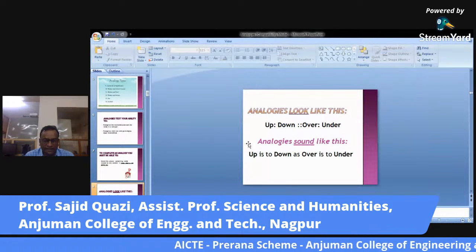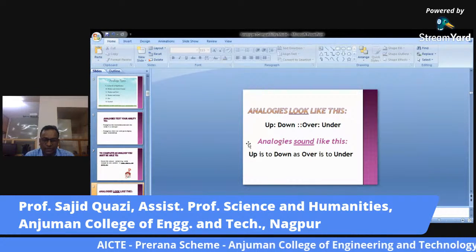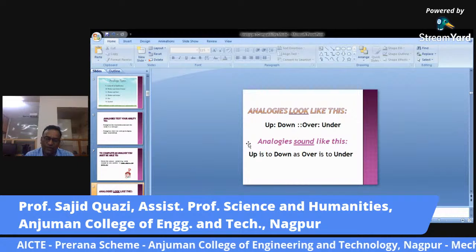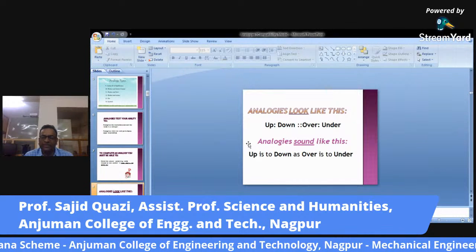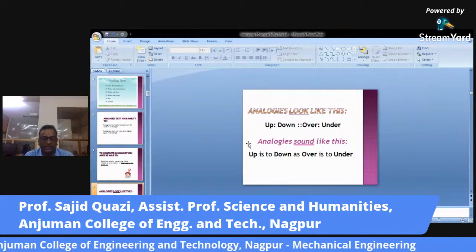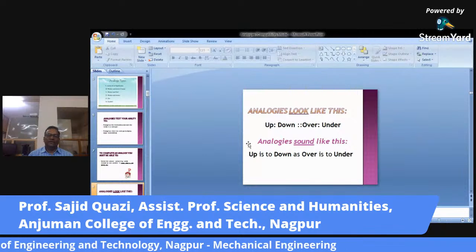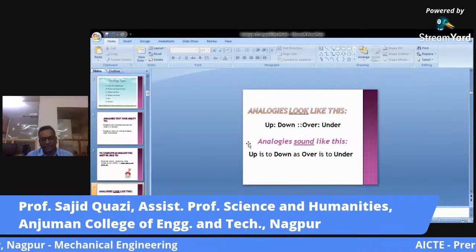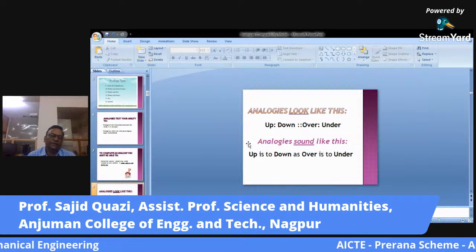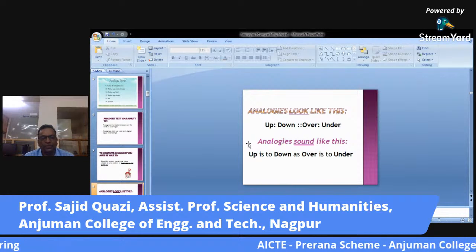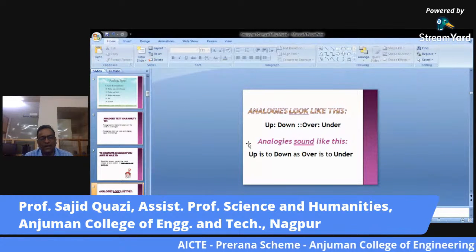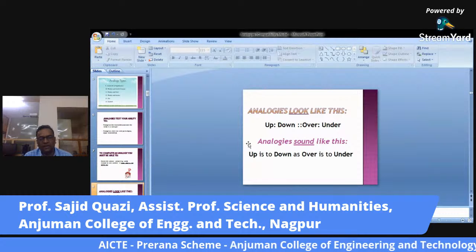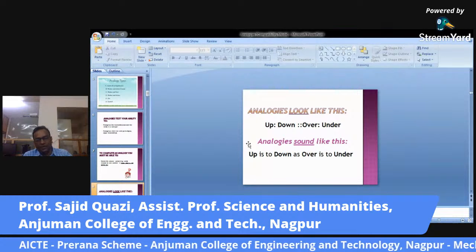Analogies sound like this: up is to down, as over is to under. So remember this, that for understanding we can use up equal to down, then over equal to under, but it is very common terminology that we have to use while having analogy examples. Up is to down, as over is to under.